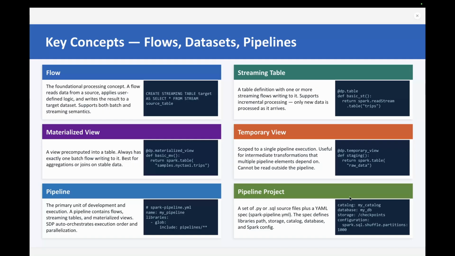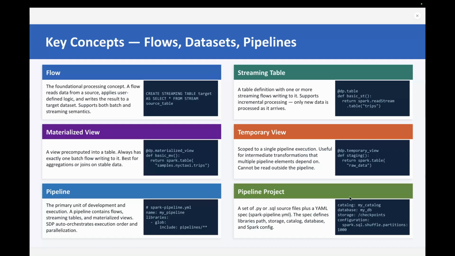How can we create a flow? Create streaming table target as select star from the streaming table source table. Here the source table is the source data and target is the destination. When it comes to materialized view, it is a view pre-computed into a table, always with exactly one batch flow writing to it, best for aggregation or joining on stable data.